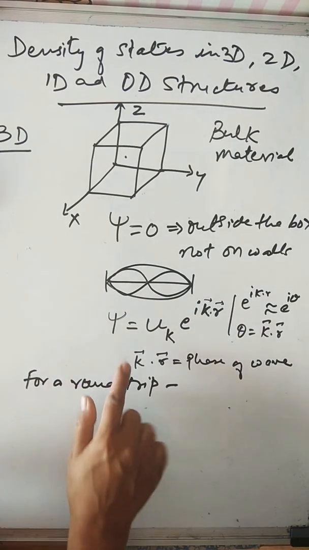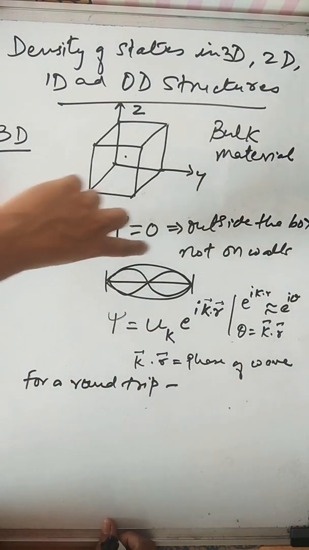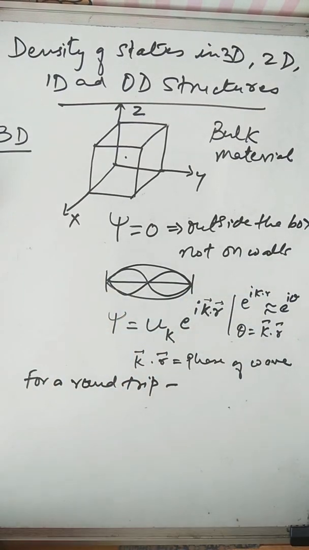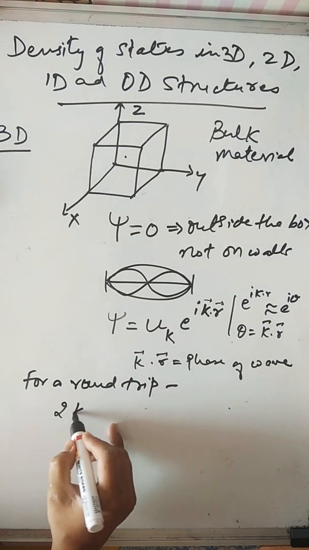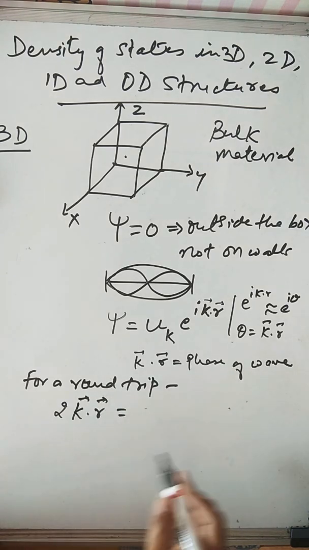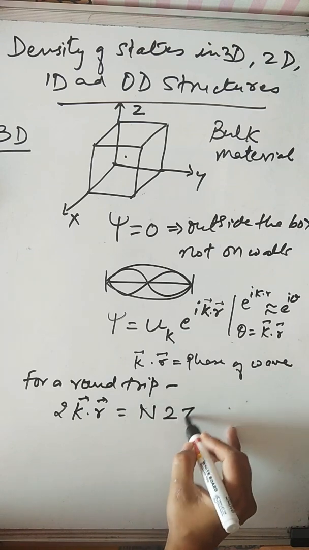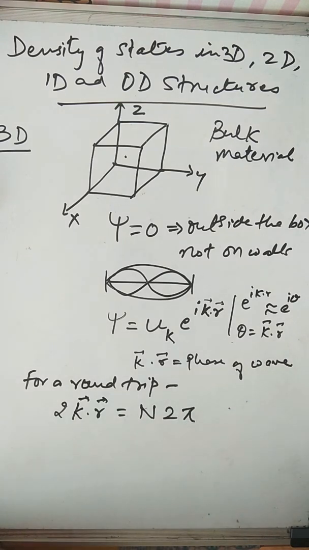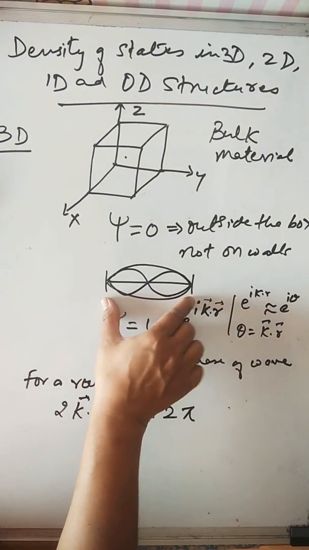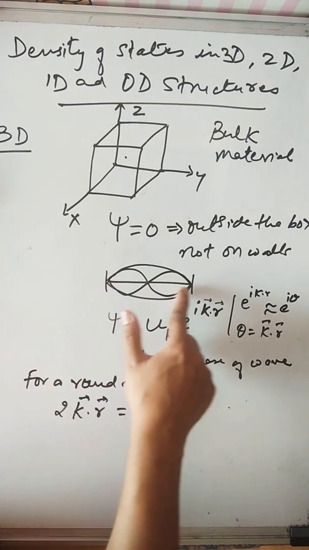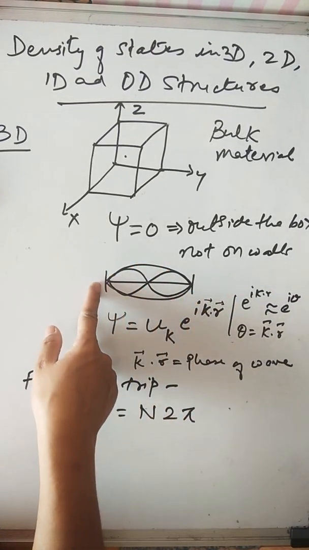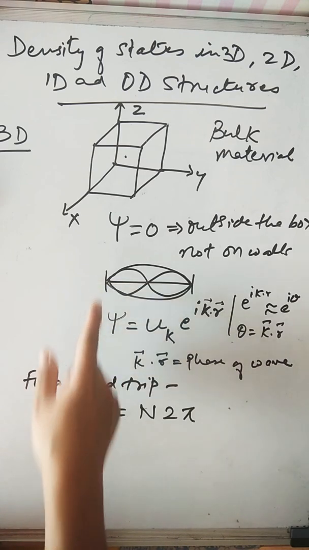So for a round trip, the phase will be what? When going from this point to this point, it will be k dot r, and then again coming back, it will be k dot r. So we have twice of k dot r. Twice of this phase should be equal to what? It should be equal to an integral multiple of 2 pi, where n represents an integer. And why an integral multiple of 2 pi? Because when the rope was fixed between the 2 points, the angle it was making was pi. So while coming to this end, pi angle, and again coming to this end, pi angle, so it will be pi plus pi, 2 pi.